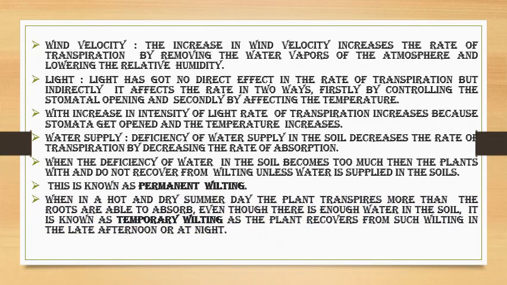When on a hot and dry summer day, the plant transpires more than the roots are able to absorb, even though there is enough water in the soil, it is known as temporary wilting, as the plant recovers from such wilting in the late afternoon or night.